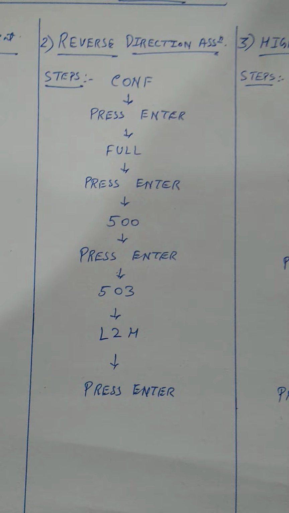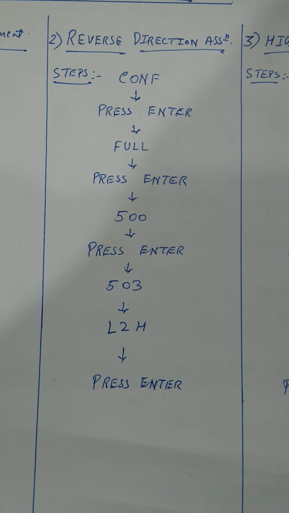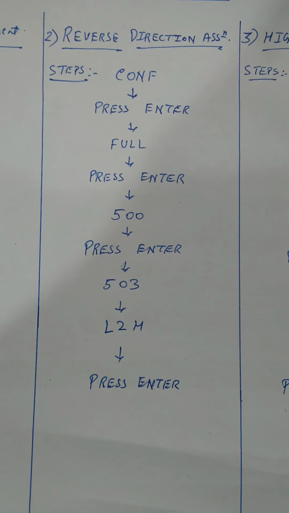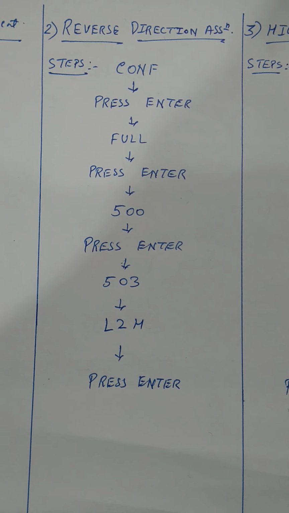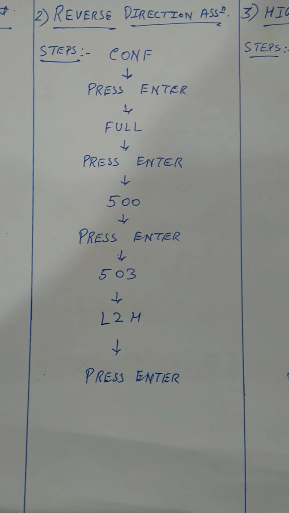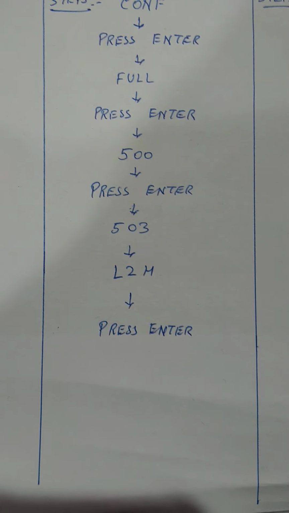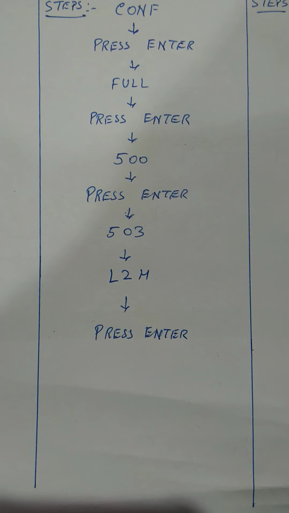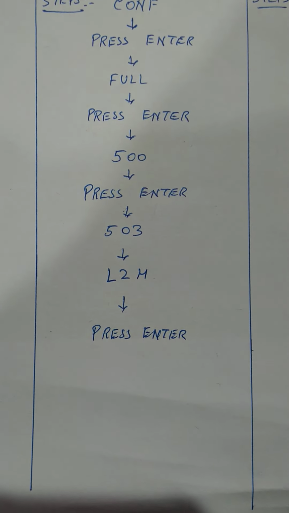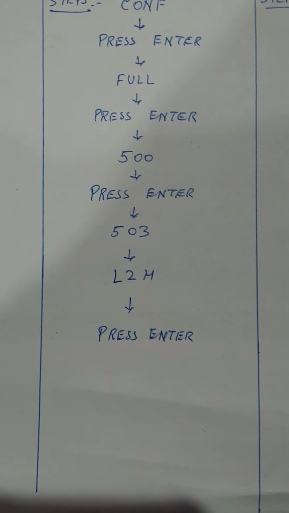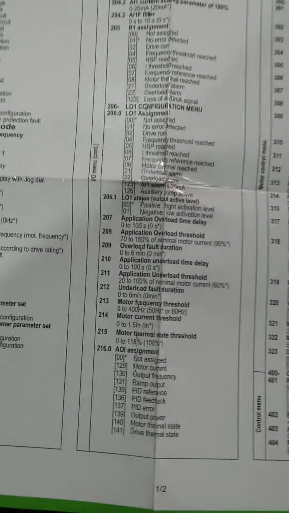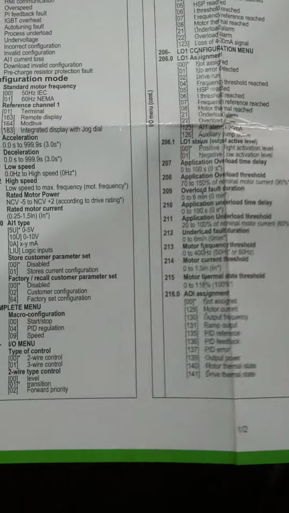What are the steps? We have to go to configuration CONF, then press enter. Then we have to go to full, then press enter. Then we have to go to 500, then press enter. Then we have to go to 503. After 503, we have to assign it to L2H, then press enter. What is 503? We will see in the parameter list. 503, this is the 200 series.